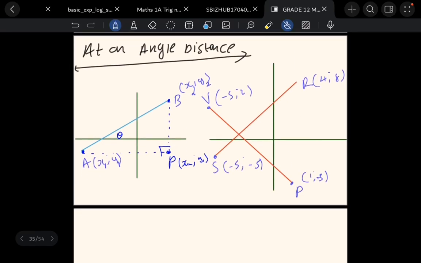How can we calculate this distance? Very easy. The distance AP is over x2 minus x1, right? Which means it's going to be x2 minus x1. So we have calculated the distance AP. We can calculate the distance BP. The distance BP is over y2 minus y1.